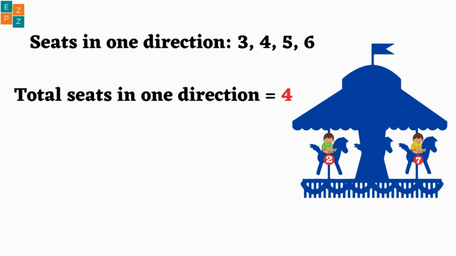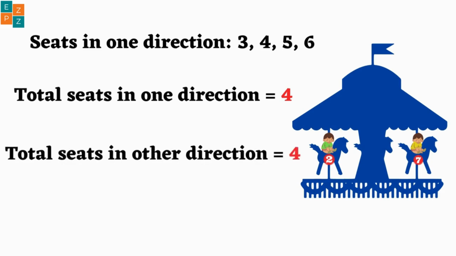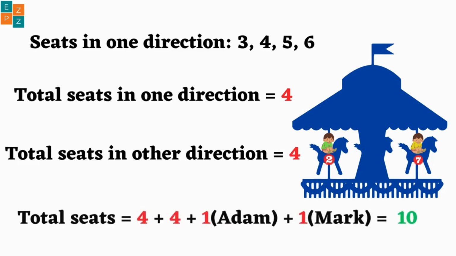Since it is a merry-go-round, the number of seats between them in the other direction also has to be the same, which is 4. Therefore, the total number of seats in the merry-go-round is equal to 10, including Adam and Mark.